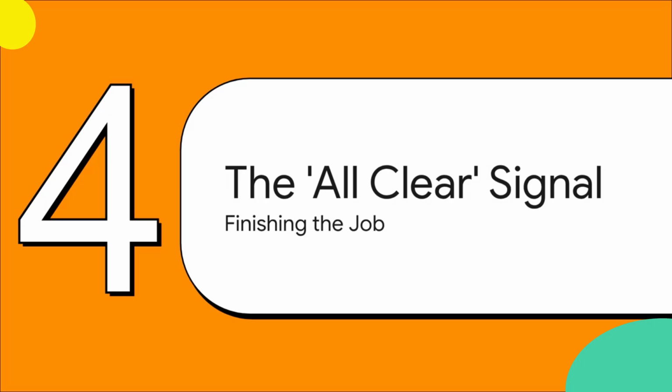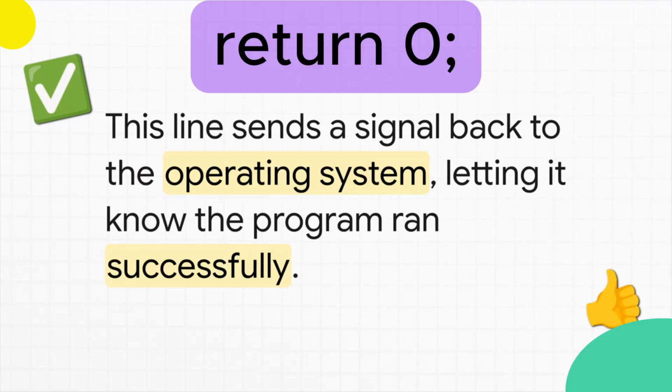So our program has done its one and only job. It's printed our message. But before it can officially clock out, it needs to report back to its boss, the operating system, and let it know how things went. And this is where return 0 comes into play. Hey, remember that promise our main function made with the int keyword? This is it, keeping that promise.